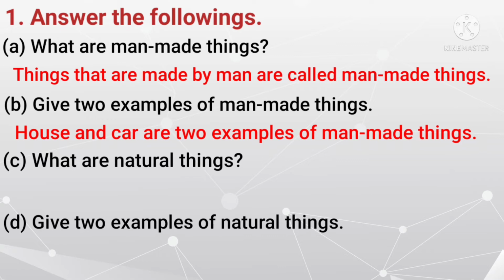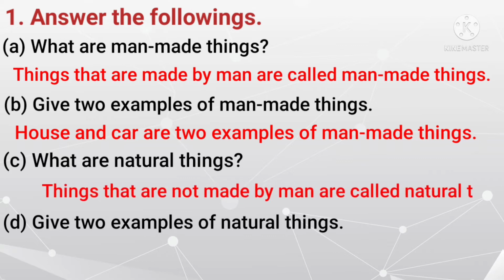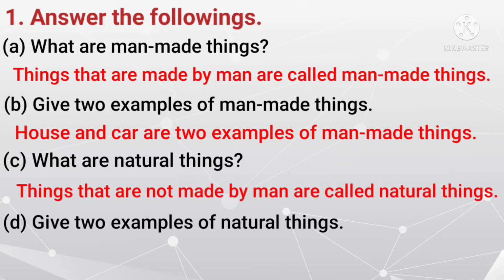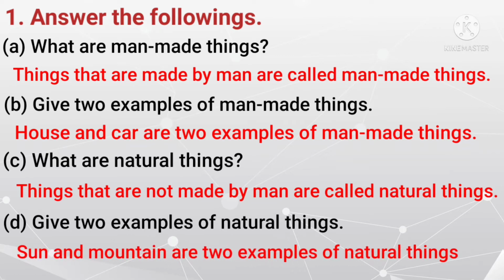Number C. What are natural things? Natural things क्या है? Things that are not made by man are called natural things. Number D. Give 2 examples of natural things. Sun and mountain are 2 examples of natural things.